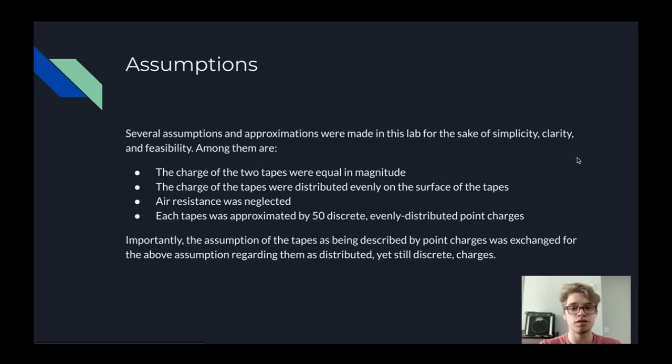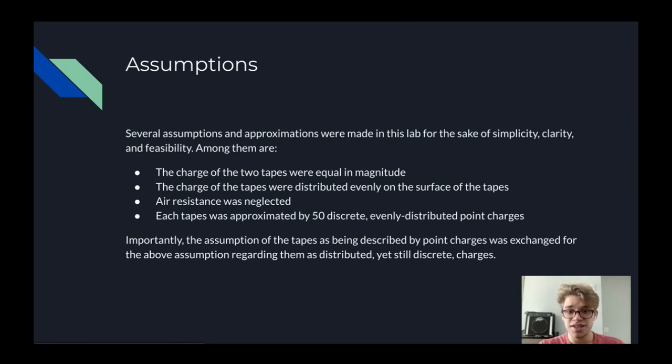Additionally, we had to make several assumptions for the sake of simplicity, clarity, and feasibility of experimental process. Among these assumptions are that the charge of the two tapes were equal in magnitude. We assumed this because we produced the charged tapes in the same way each time, so it was a fairly reasonable assumption. Secondly, we assumed that the charges of the tapes were distributed perfectly evenly among the tapes. This might have been a slightly erroneous assumption, but it was necessary for the sake of this experiment.